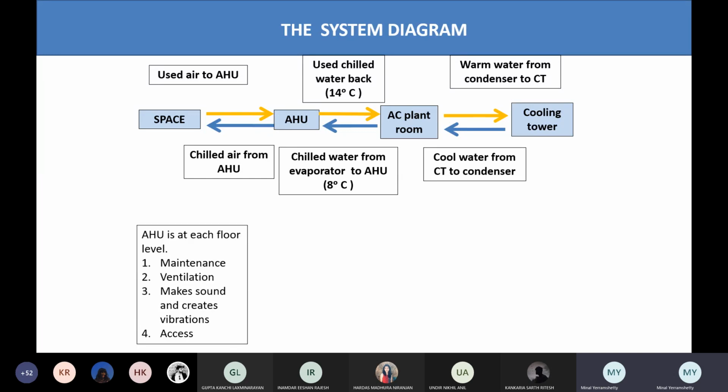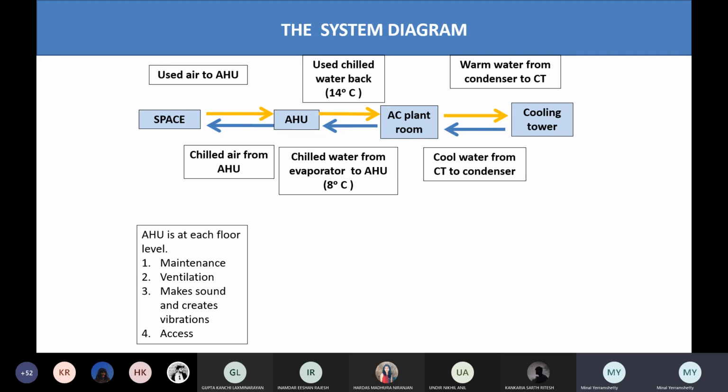What is the AHU? It is at each floor level. Okay, it requires heavy duty maintenance. Every day maintenance is required. It requires ventilation, and I will show you why in the next sheet or the next slide. It makes heavy sound, it makes a lot of noise and creates vibration. So you need to have acoustical treatment, you need to have vibration control systems, meaning your structure has to be in place. Okay, it needs to have good light, and definitely access, because I need maintenance. And this happens at every floor.